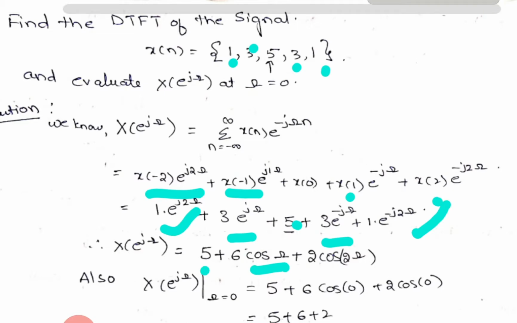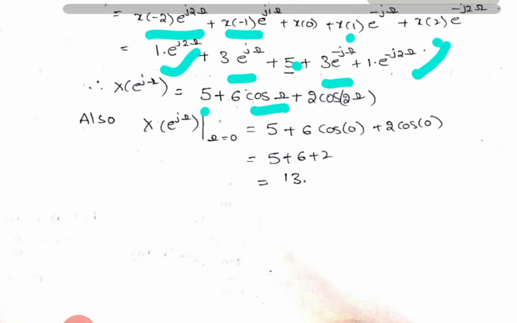Now we also have to find X of e raised to j omega at omega equal to 0. Therefore here substitute omega equal to 0 in the above expression. Therefore 5 as it is, cos of 0 and 2 times cos of 0 six times. So cos of 0 is 1, therefore 5 plus 6 plus 2, it is 13. So for omega equal to 0 it is 13.